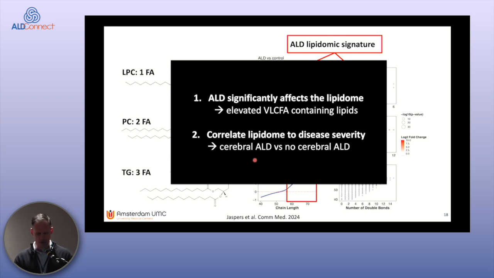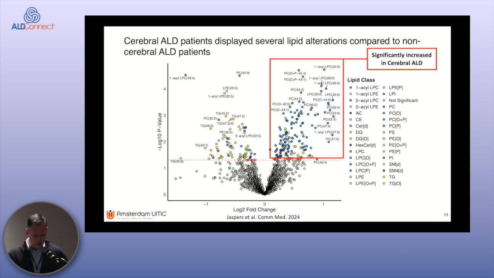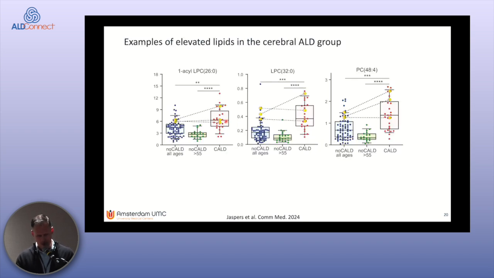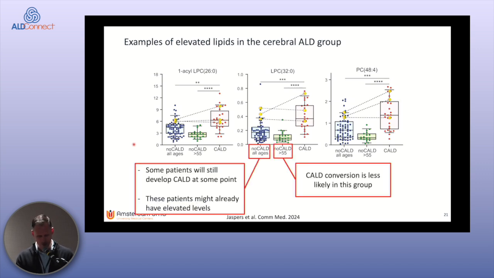So in this volcano plot here on the top right, these are lipids that are significantly increased in patients with cerebral ALD. Here in the top left, these are lipids that are significantly reduced in cerebral ALD. Here I show 3 examples of what the data distribution looks like. So we define 3 groups here. In blue, patients without cerebral ALD of all ages. In green, patients without cerebral ALD over the age of 55. And in red, patients with cerebral ALD.